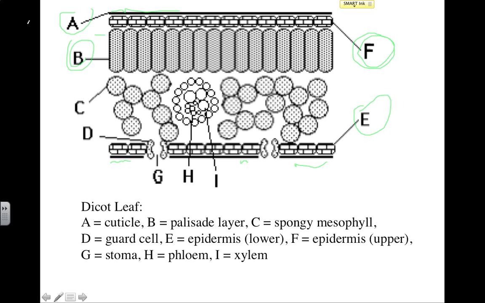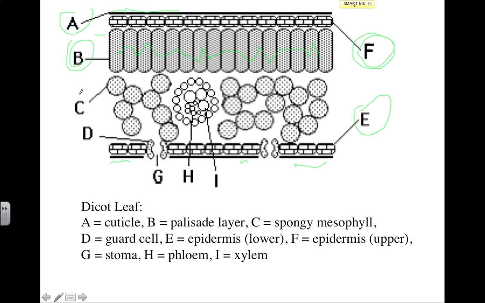mesophyll. What happens in this region is there are a lot of chloroplasts found inside these cells, and so that's where most of the photosynthesis in that leaf is going to take place. There are going to be some chloroplasts in the epidermis as well, but that palisade layer is just packed with chloroplasts, so a large amount of photosynthesis is going to occur in those cells.